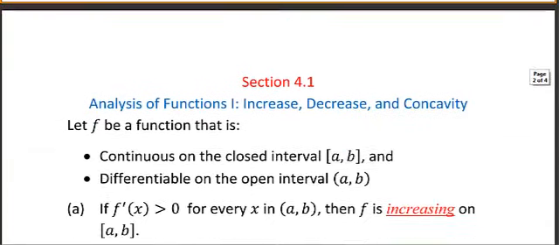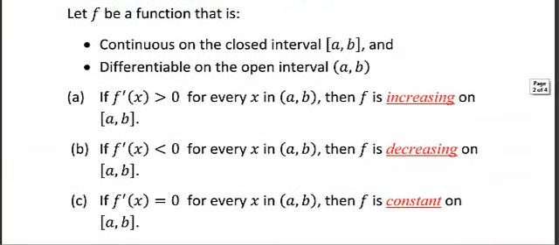Now the relationship of this to the derivative is given in this theorem. Let f be a function that is continuous on the closed interval and differentiable on the open interval. Then if f prime of x is greater than 0 for all x in the open interval from a to b, f is increasing on the closed interval. Notice we get the endpoints for free here. If f prime of x is less than 0 on the open interval, f is decreasing on the closed interval, and if f prime is 0 on the open interval, f is constant.